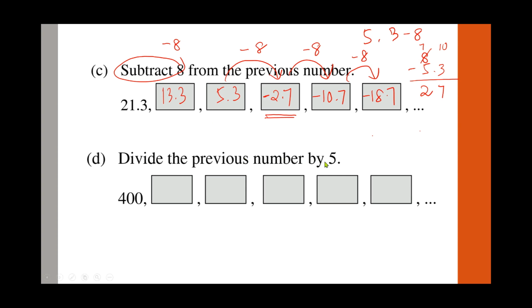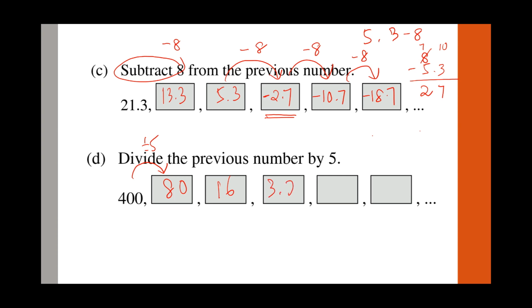Divide the previous number by 5. Yusuf, be ready. Divide the previous number by 5. Okay, how much is the answer, Yusuf? 80, correct. 80 divided by 5? Yes, correct, 16. 16 divided by 5, how much is it? You will have a decimal number over here. Yes, 3.2.